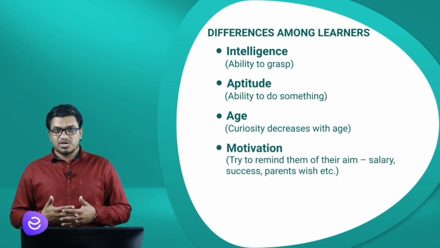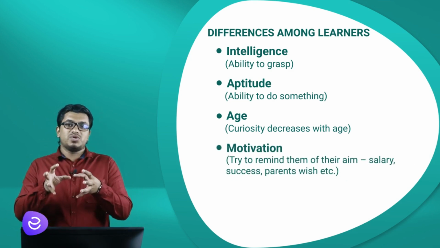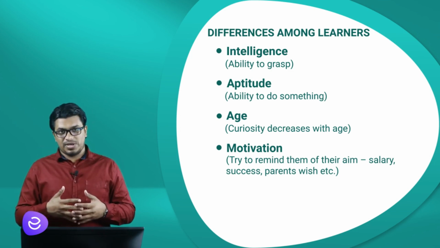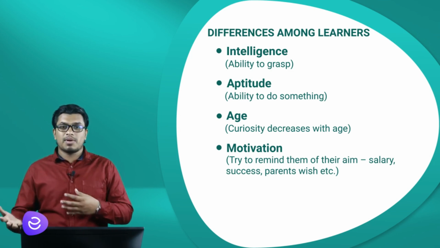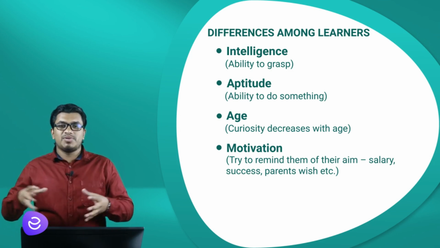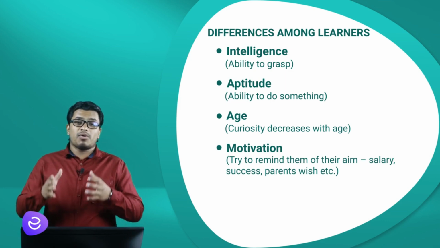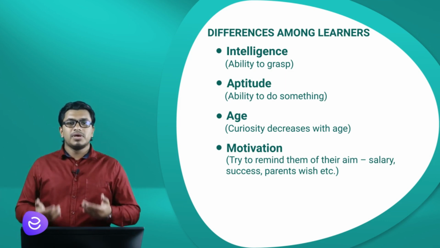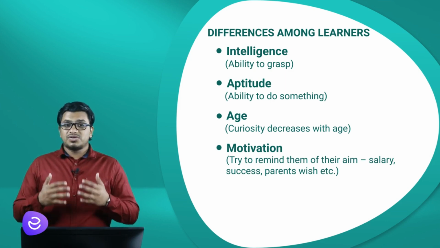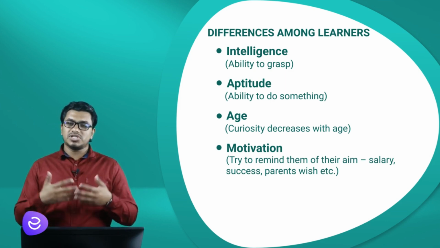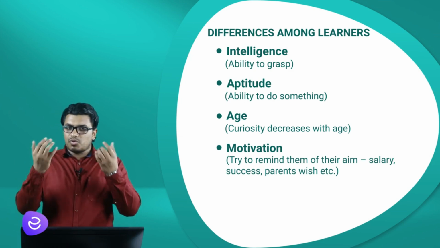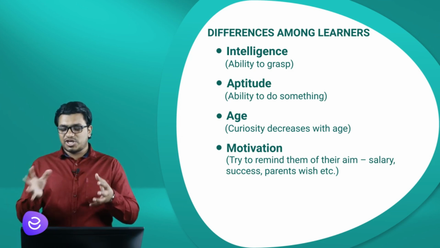Then motivation. Each student has a different motivation level. Each student should be motivated in a different way. Some students, you tell them about the salary that they're going to get, they'll be motivated. Some students, you tell them about the parents that are waiting at home, the parents that have spent money on them, they'll get motivated. Some students, you tell about the success they're going to get in future, they'll be motivated. So each student is different. Understand that and motivate them in that particular way.